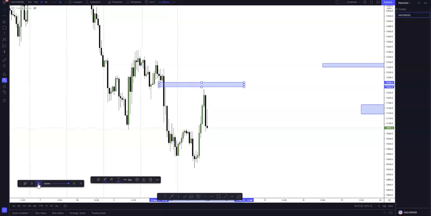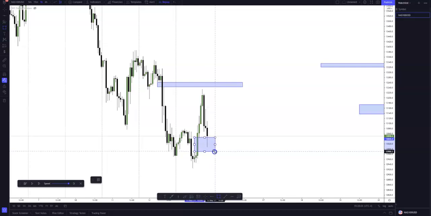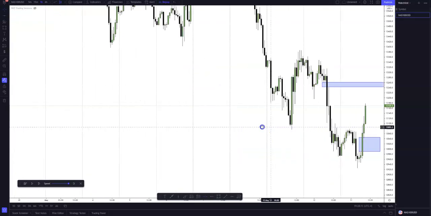All right, and it didn't fill it yet. Okay, and look at this. You see how it left a gap right here? It left a gap right here, and it came down to fill that and go up. I don't think y'all caught that. Let me replay that.